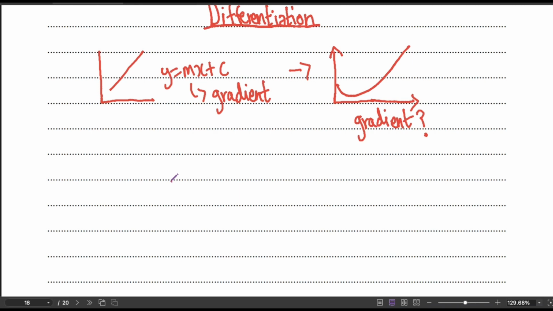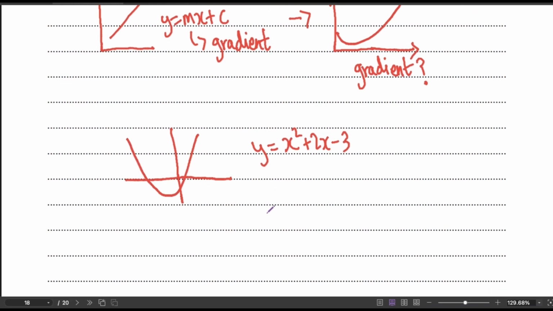So let's say we have this curve, right? We'll choose our own example. Let's say we have, let me draw that better. Let's say we have y is equal to x squared plus 2x minus 3, right? I can tell you it's going to look something like this. Something like that. And to get the gradient at each point, what we can do is draw a tangent.